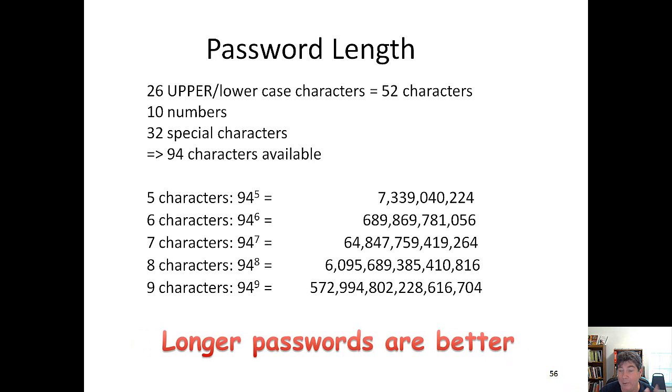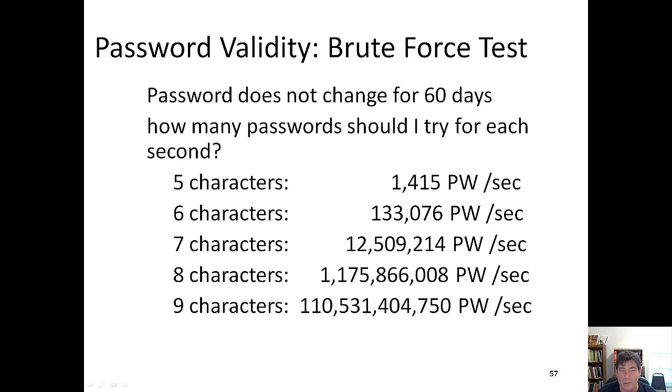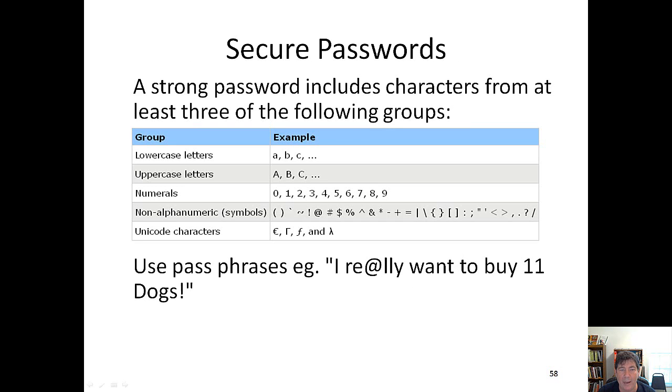Longer passwords are better. However, they can be impractical, so you have to balance the risk versus the security versus the convenience. Password validity brute force test. This will tell you what it would take to crack passwords of 5, 6, 7, 8, and 9 characters in length. So secure passwords: a strong password includes characters from at least 3 of the 4 groups. Use passphrases if you want to try to remember things. This is a very strong passphrase, and it would be virtually impossible to crack with brute force.